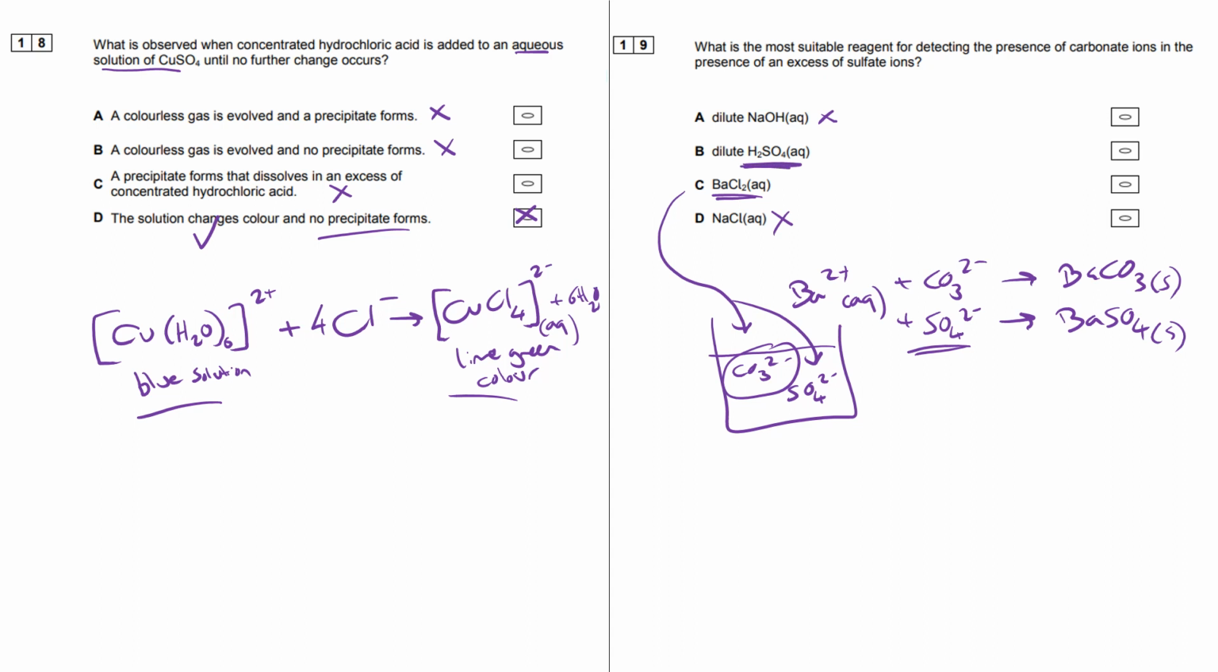Adding an acid, however, the acid contains hydrogen ions, that's going to react with your carbonate ions to produce carbon dioxide gas and water. Carbon dioxide gas will effervesce. So that's the best way for detecting carbonate ions, adding sulfuric acid or any other acid.